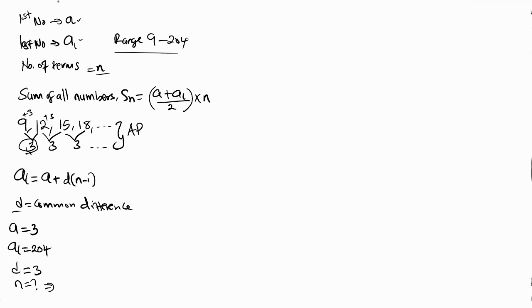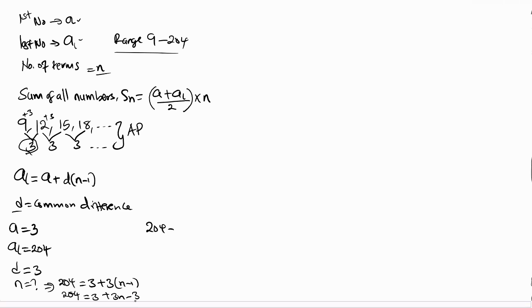That is 204 equals 3 plus 3 into n minus 1, from which 204 equals 3 plus, you open the brackets, you get 3n minus 3. Here we have 3 and minus 3, so 3 minus 3 is 0, so we shall have 204 equals 3n. Dividing both sides by 3, you have 204 divided by 3 is equal to 68. So you find that the number of terms equals 68.